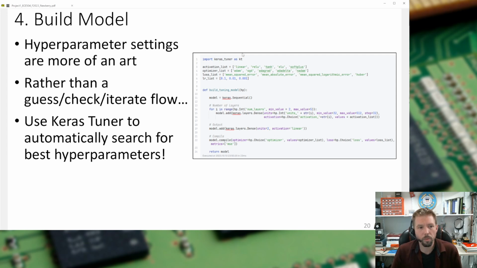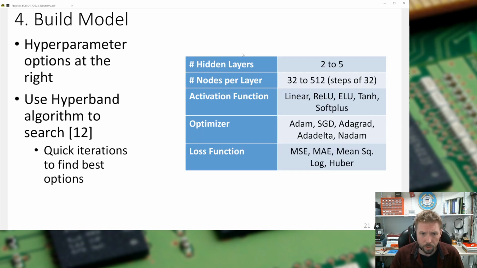So for this project, rather than using a guess, check, iterate flow that I've done in the past, I wanted to use Keras Tuner to search for the best hyperparameters. So here's the configuration for the hyperparameter tuner. I set up using a Hyperband algorithm to search. I allow the tool to use anywhere from 2 to 5 hidden layers, anywhere from 32 to 512 neurons per layer. For activation functions, I allowed linear, ReLU, ELU, tanh, and softplus, and then for the optimizers, Adam, SGD, Adagrad, Adadelta, and Nadam.